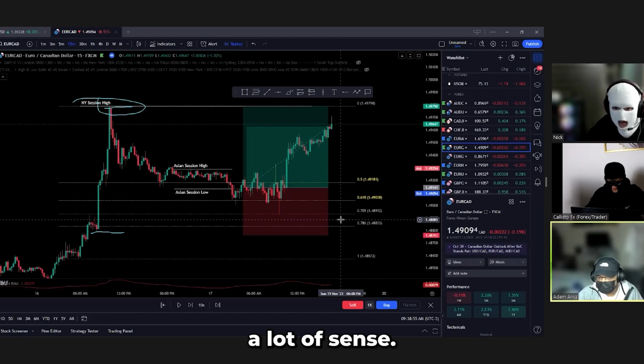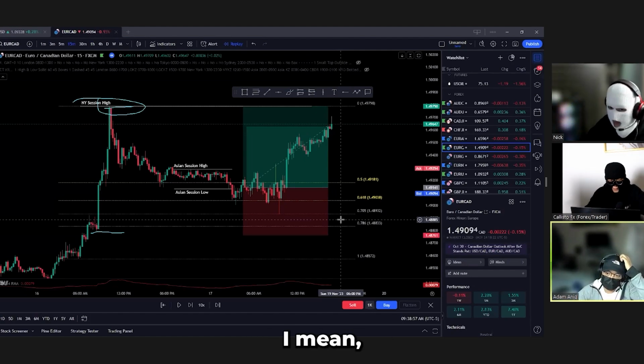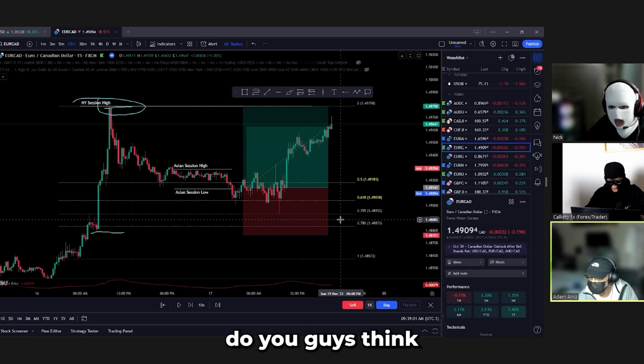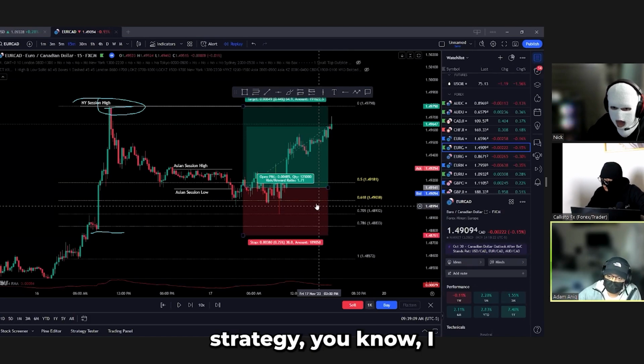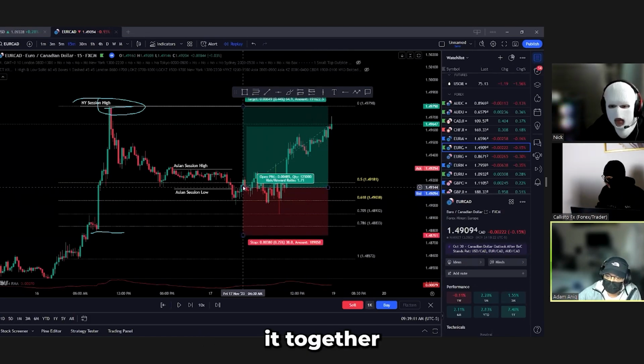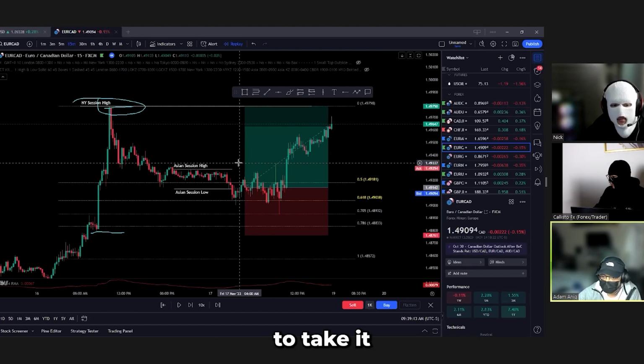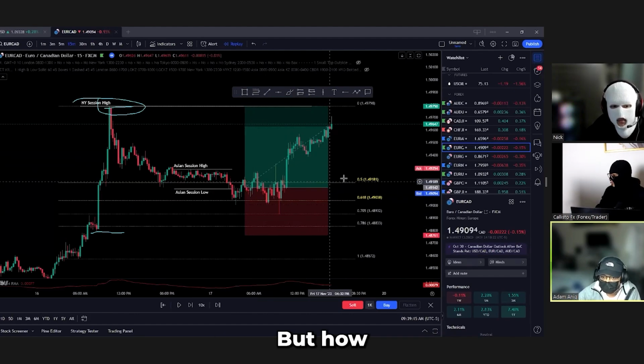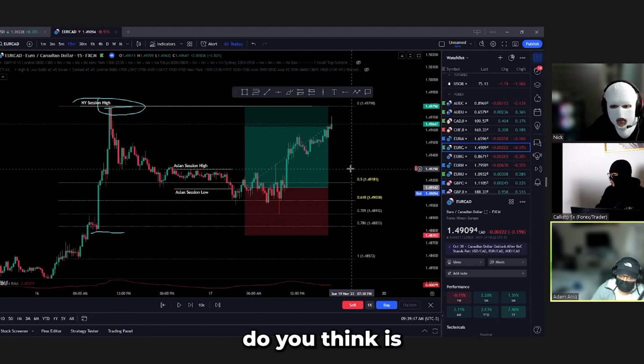Yeah, makes a lot of sense. I just have one question, outside of the technical side. How important do you guys think having a group is in terms of trading and growing as a trader? Because this strategy, I share this with my group. We analyze it together, and then we decided to take it because everything makes sense. But how important do you think having a group is?